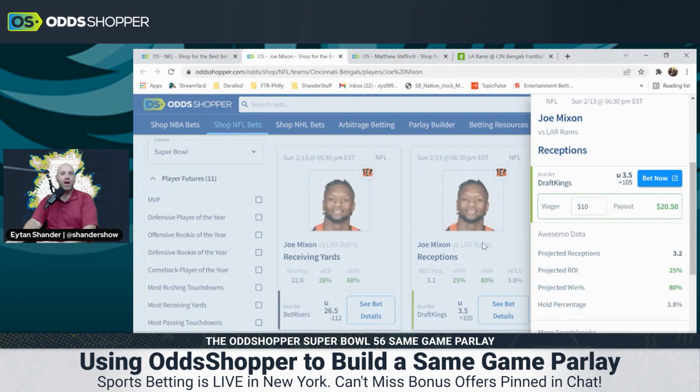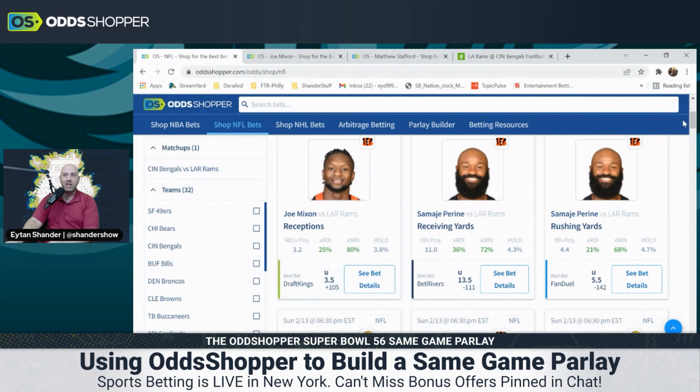So right away, we've identified this prop here, Joe Mixon under 3.5, but we're going to play it a little bit different as we're building it 3+ for receptions based off of the Awesemo and OddsShopper data here. All right, we keep scrolling down.